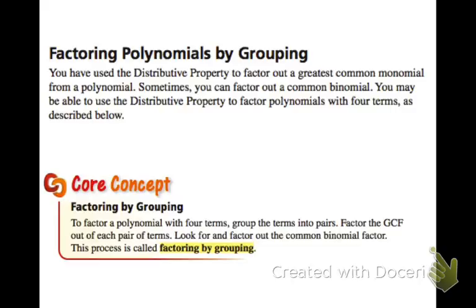So we've used the distributive property to factor out a greatest common monomial from a polynomial. Sometimes you can factor out a common binomial. You may be able to use the distributive property to factor polynomials with 4 terms as described below. When factoring by grouping, to factor a polynomial with 4 terms, group the terms into pairs. We're going to be looking for some common factors. So factor the GCF out of each pair of terms, look for and factor out the common binomial factor. This process is called factoring by grouping.